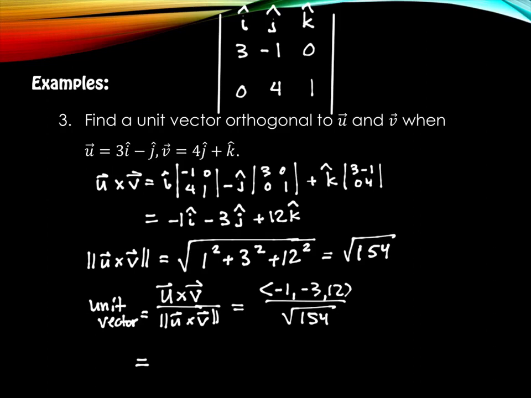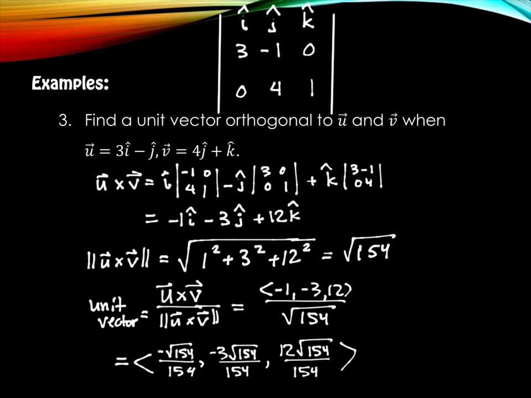So, and I'm going to rationalize as I go. Is that all right? So I have negative square root 154 over 154. I have negative 3 square root 154 over 154. And I have 12 square root 154 over 154. Last one can simplify. You're right. I think the others, in fact, the middle one can too, can it not? No. Oh, no, it doesn't. So it's 10, yeah, you're right, okay. But the last one can.